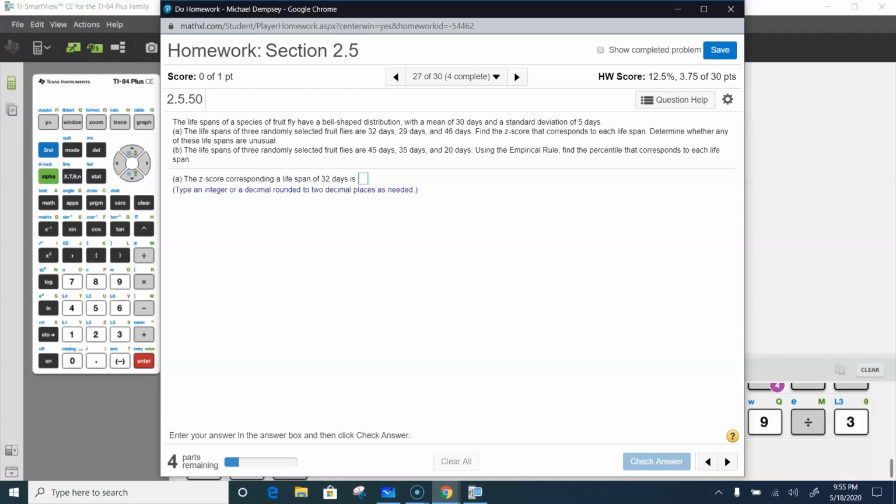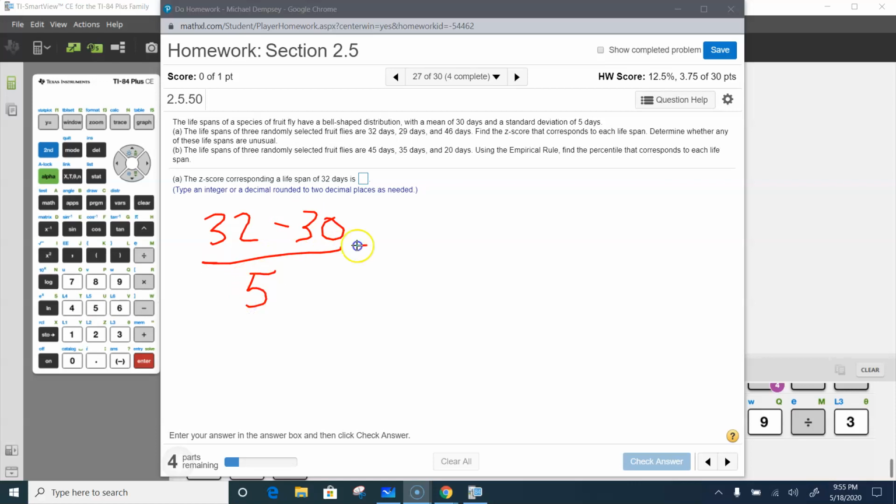Okay, so for each one of these, we're going to take the raw score. So for the first one, we would take 32 minus 30, and divide by 5. So I have 3 z-scores I'm going to calculate here, right? I'm going to do 32 minus 30, and I'll divide that by 5. So when I do that, I'm going to get 2/5, which is 0.4.